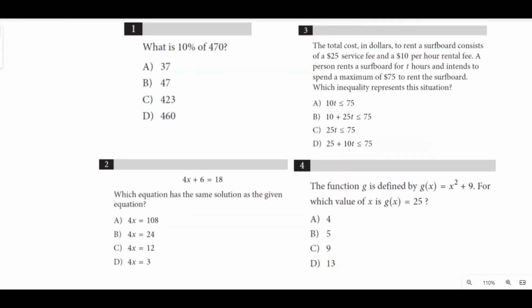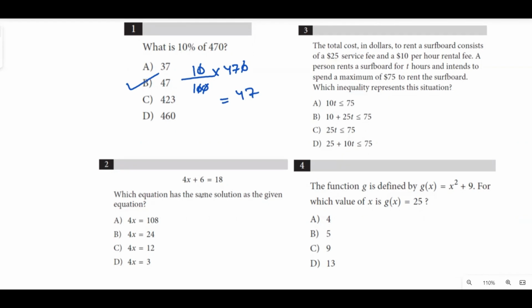The first question asks us, what is 10% of 470? Quite an easy question. This is a direct question of percentage. And since the calculator is allowed, this type of question is very easy for us. We can directly write that 10% of 470 is nothing but 10 by 100 into 470. The overall answer will come out to be 47. 47 is option B. Option B is my correct answer.